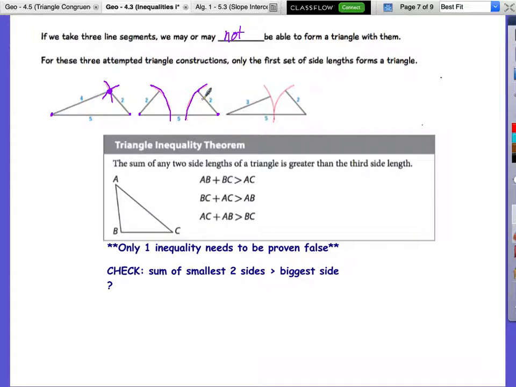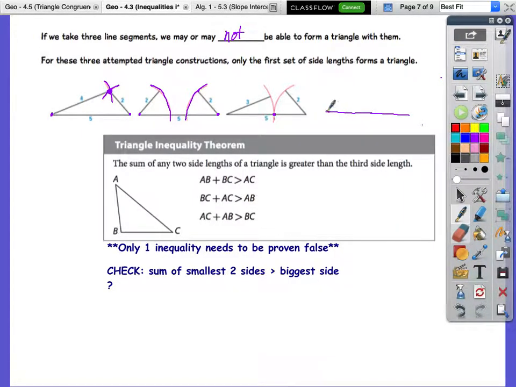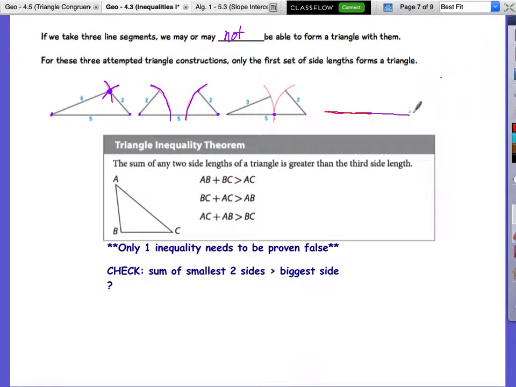And here, with this one, these 2 meet, but they meet right here. So instead of forming a normal triangle, it just forms a straight line. So it's like you have this, and then you layer on top of it, you have that and that. So it just makes a straight line. So it's not a triangle because it's flat. It's not a triangle because it's just a straight line. So only one of these made a triangle.